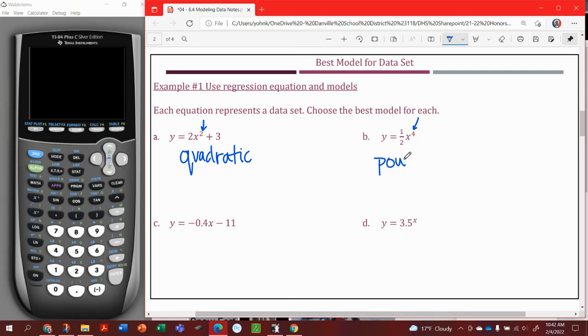that we're going to use a power function, which is basically any exponent greater than 2. If we look at letter C, y equals negative 0.4x minus 11, this is written in y equals mx plus b form, so this is a linear function. And letter D, y equals 3.5 to the x. Since the variable is in the exponent, this is an exponential function.